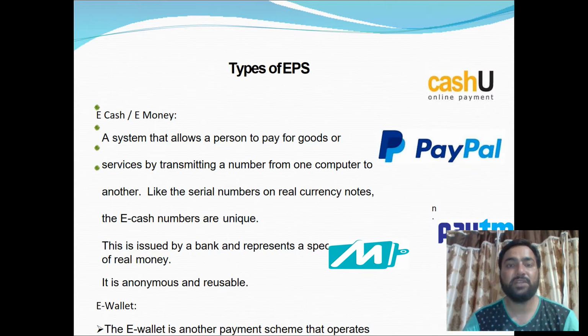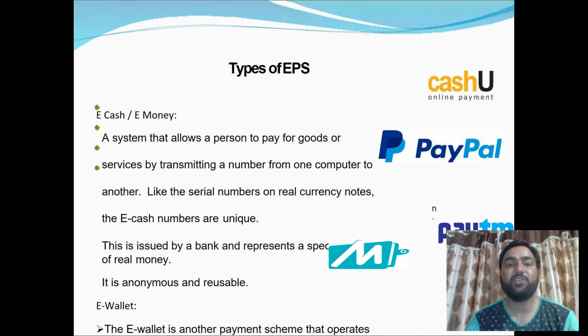So we are discussing the types of electronic payment systems. First one is e-cash or e-money. It is a system that allows a person to pay for goods or services by transmitting a number from one computer to another, like the serial numbers on real currency notes. The e-cash numbers are unique.